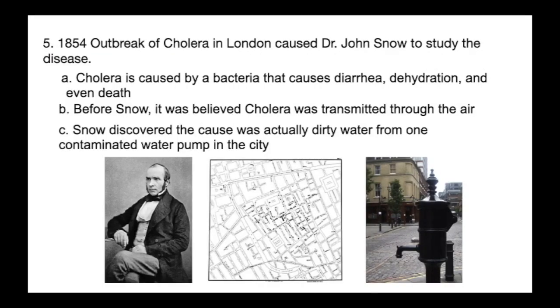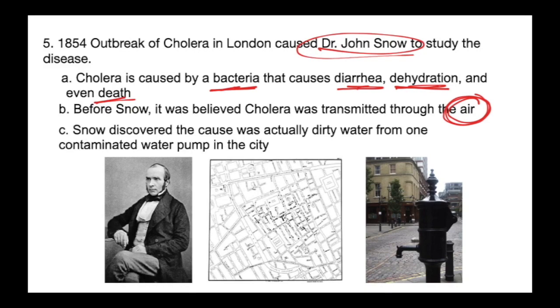Okay, in 1854, there was an outbreak of cholera in London. And this guy, Dr. John Snow, began to study the disease. Now, cholera is caused by a bacteria, leads to diarrhea, that can lead to dehydration and even death. Before Snow, it was believed that cholera was transmitted in the air. But Snow discovered the cause was actually dirty water. And in this particular case, it was from one water pump in the city. This pump right here.